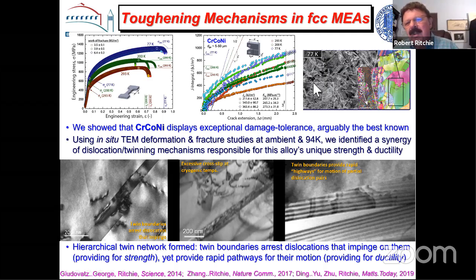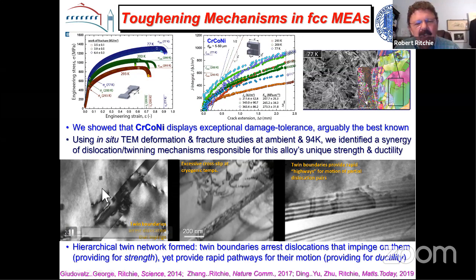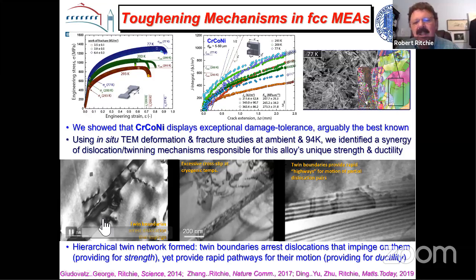Again, this one is stronger, so it twins more readily. So it's a heavily twinned microstructure, even at room temperature. And you again see this duality of deformation. The twin boundaries can act as barriers to arrest dislocations. This is the strengthening mechanism.